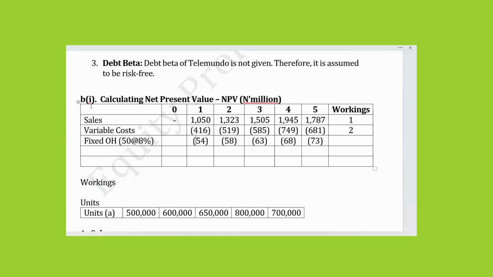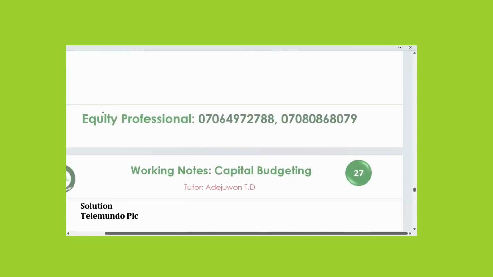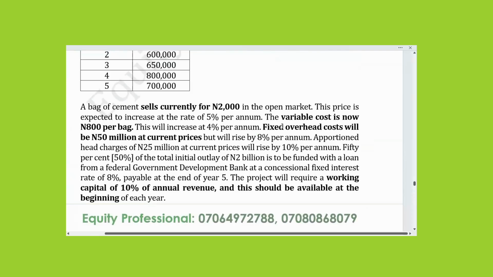All right. So let's move on. Let's go back to the question and identify if we have any other relevant cash flow. Still on the same paragraph. All right. We are now told that apportioned head charges of 25 million naira at current prices will rise by 10%. This is an apportionment. Any apportionment is irrelevant cost. You have to ignore it. Okay. Apportionment is not a relevant cash flow. So that 25 million naira is irrelevant.